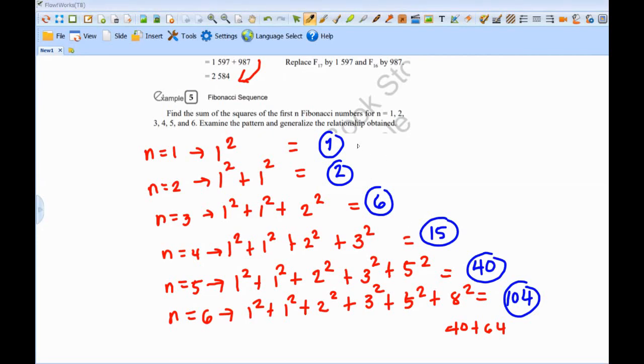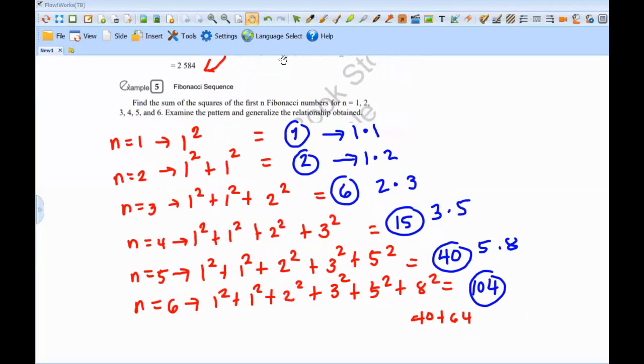Okay, it's like this. Can you have 1 times 1, 1 times 2, then 2 times 3, then 3 times 5, then 5 times 8, and then 8 times 13? 13 times 8 is 104. Right?